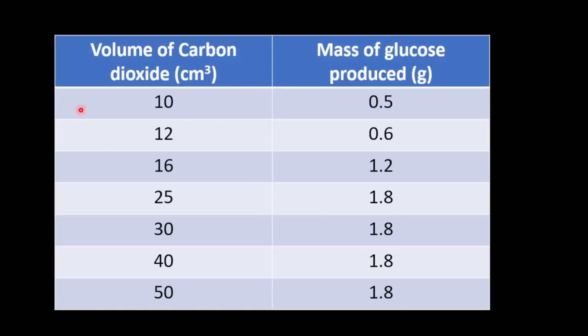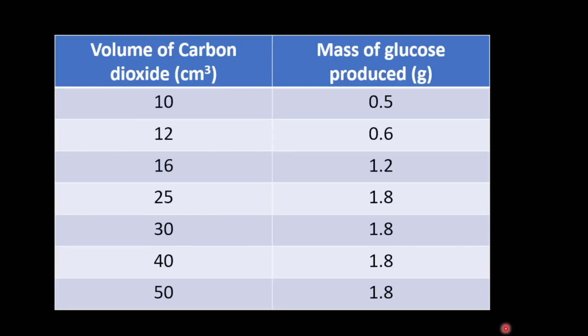What I want to note is a pattern right here. As the carbon dioxide increases, you also have an increase in glucose. However, at a certain point, the amount of glucose produced will remain the same. And there's a reason for that, and of course, we can discuss that later.